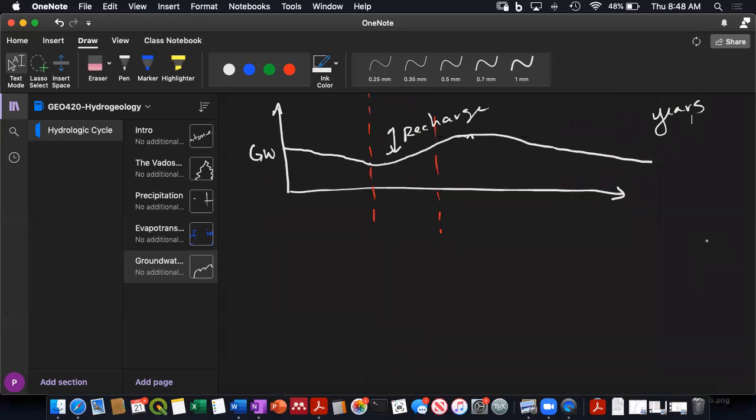Okay, so this is a logical place to have a little break before we get into this method that we can use to estimate recharge. So let's take a 5-minute break. At 9:43 or so, we'll get started again.